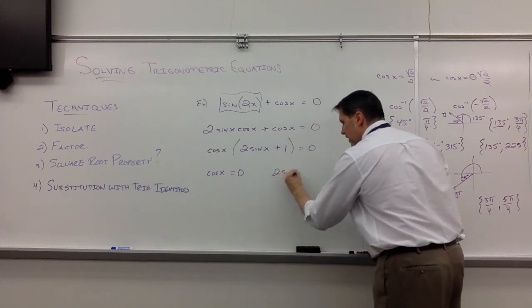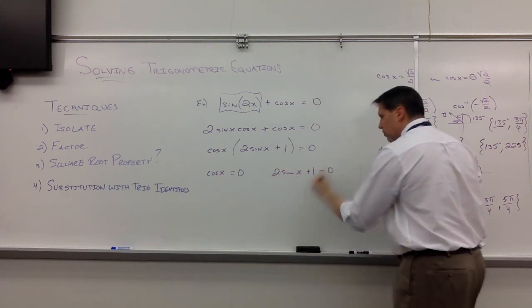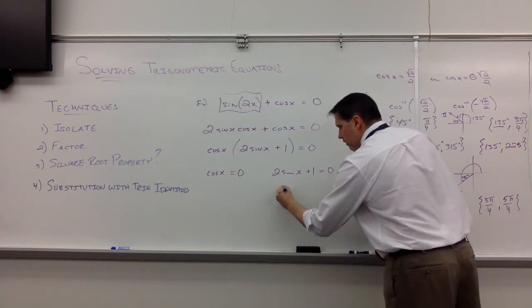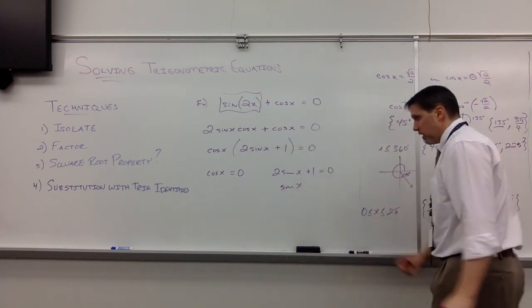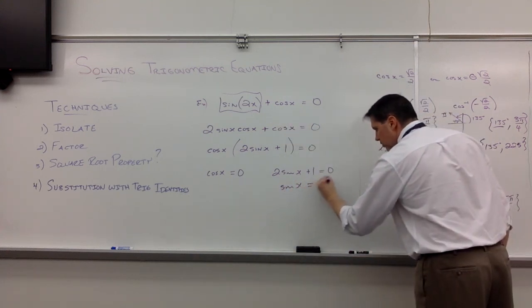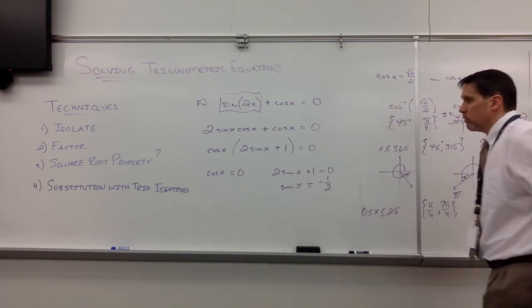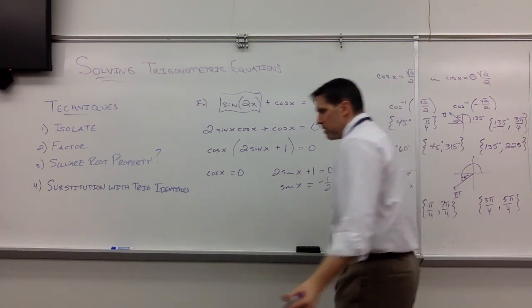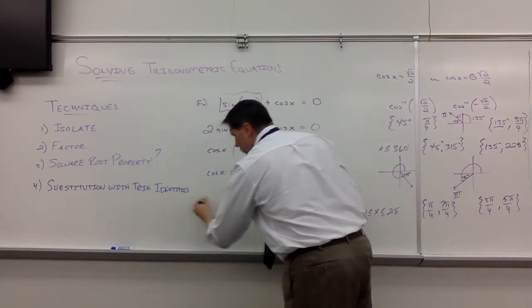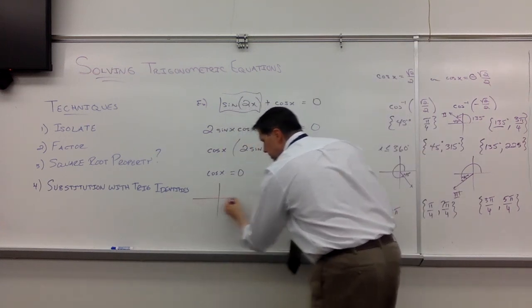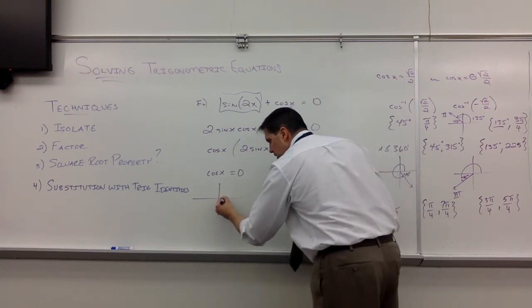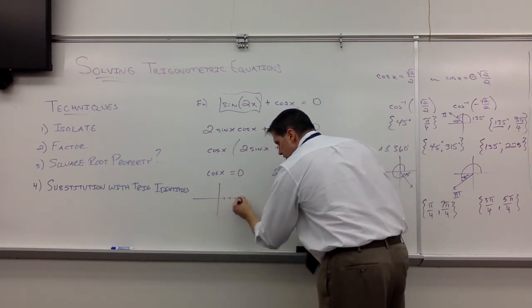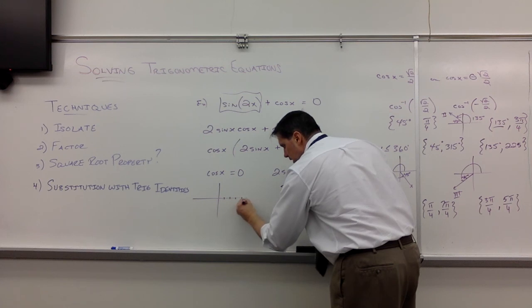2 sine x plus 1 equals 0. Let's finish solving this one. I'm just doing the isolating step here. Subtract 1, divide by 2. So cosine of x equals 0. You are talking about a quadrantal angle. It might be worthwhile to give a little sketch of cosine. I'm just going to sketch the cosine, 0 to 360, just so you can kind of know this one.